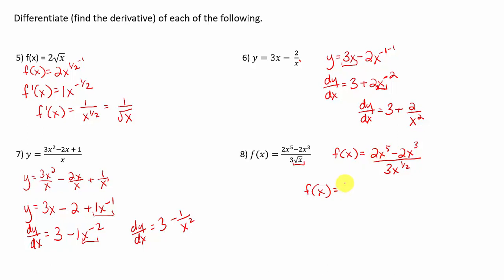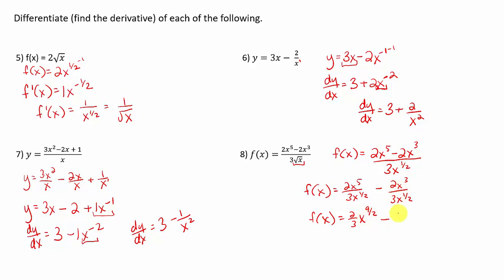I'm going to take this 2x to the 5th and put it over 3x to the 1/2, and I'm going to take this 2x to the 3rd and put it over 3x to the 1/2. And now I'm going to simplify. So here, when I simplify, I'm going to leave the 2/3, but my x's, this is going to be 5 minus 1/2. And 5 minus 1/2 is going to give us 9/2, so x to the 9/2.